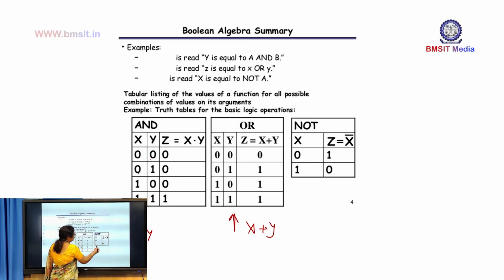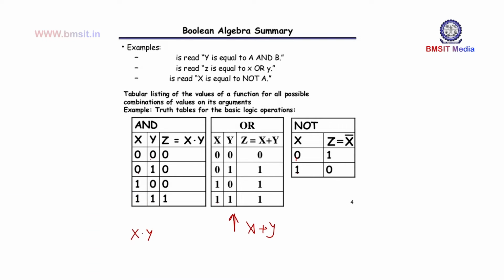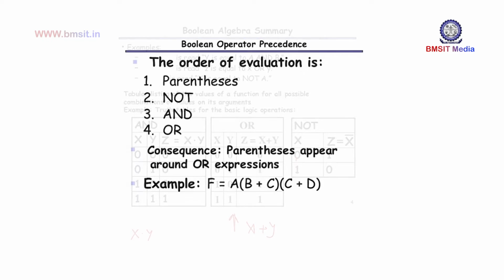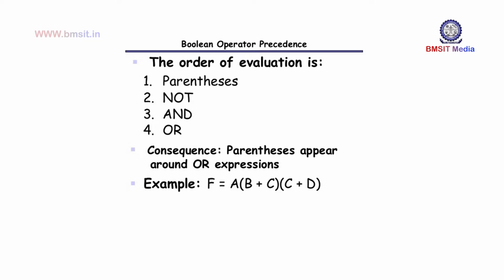Next is complement. Here we have taken the complement as x bar. When the input variable is 0, its complement is 1. When it is 1, its complement is 0. That is x bar. So we use a bar over the variable for representing the complement.